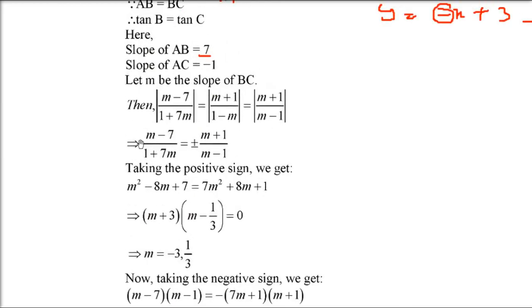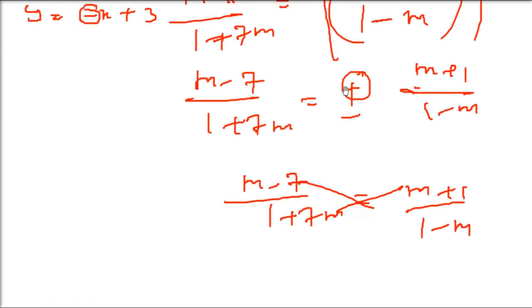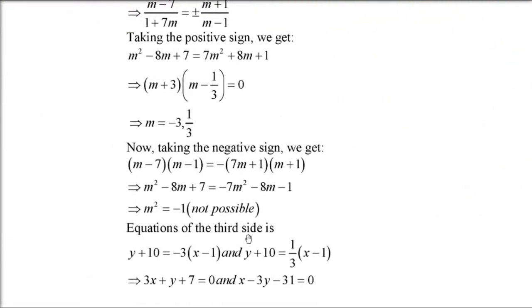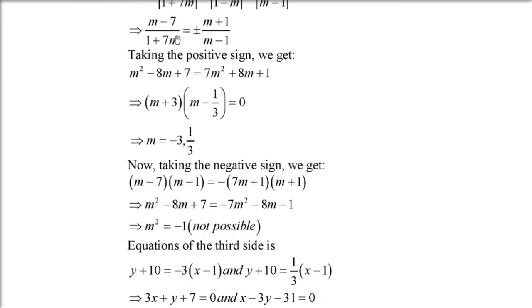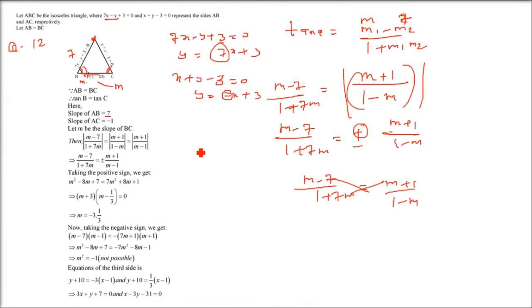Now if you take the negative, what do you get? You get an equation where m square becomes minus 1, which is not possible, which is impossible. So the negative side you can just ignore. You're not going to get any proper solution from here. So you have m as minus 3 and 1 by 3.